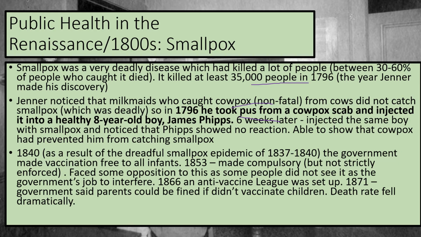Now he realises that Phipps shows no reaction, so he then goes to the Royal Society in the year 1797 and says, look, I found this amazing discovery that if you have cowpox, you won't then get smallpox. And they ask for a bit more proof.